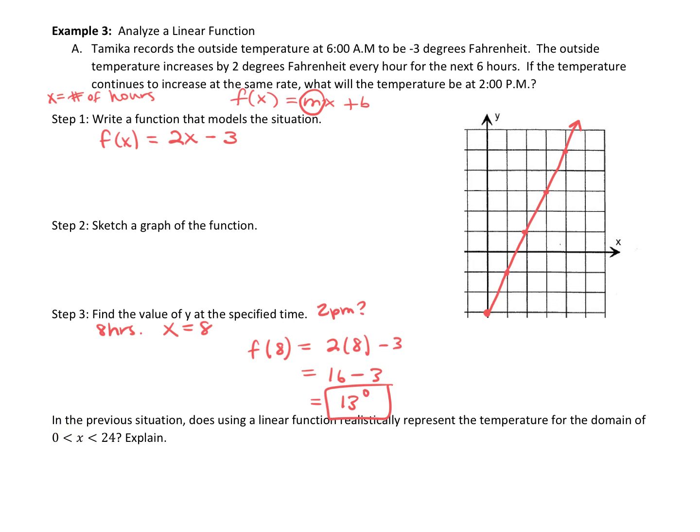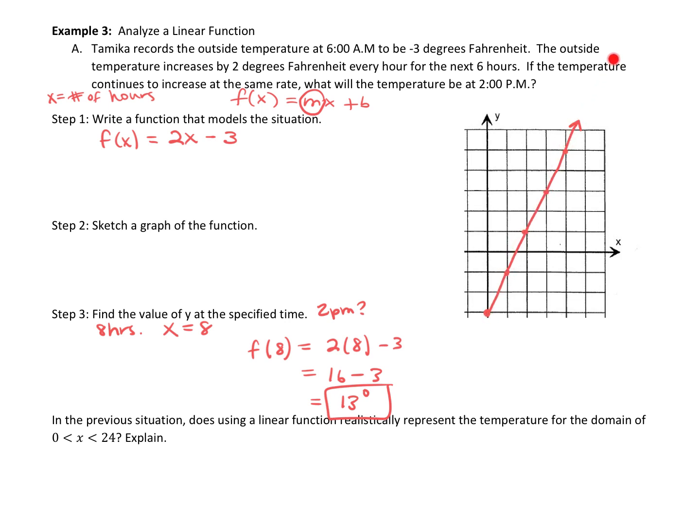So just kind of a follow-up question and thought we should consider. In this situation we just talked about with this temperature increasing throughout the day, does a linear function realistically represent the temperature for the domain of 0 is less than x, which is less than 24? So if we think about the domain as hours pass, what we have from 6 a.m. to 2 p.m. is our temperatures increasing by 2 degrees each hour.